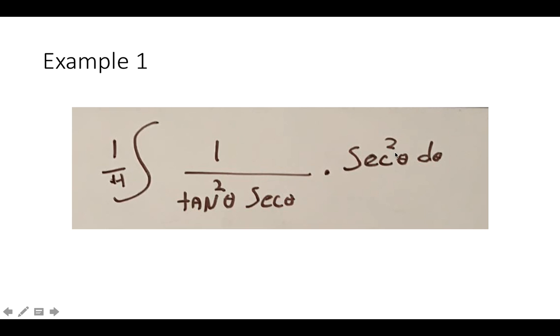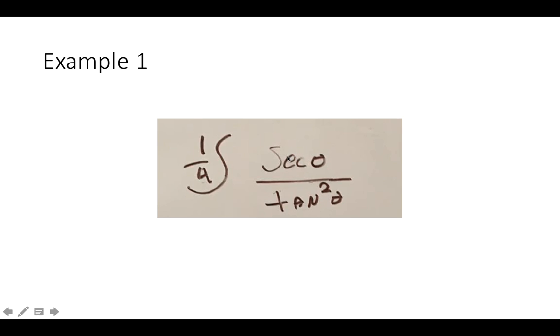Now, because I have a secant theta over here and two secant thetas over here, I'm going to cross one out and cross one out over here. Now I'm left with secant theta over tangent squared theta. At this point, it's usually best to make the thetas into cosines and sines. If you can, try to make it a cosine and sine.